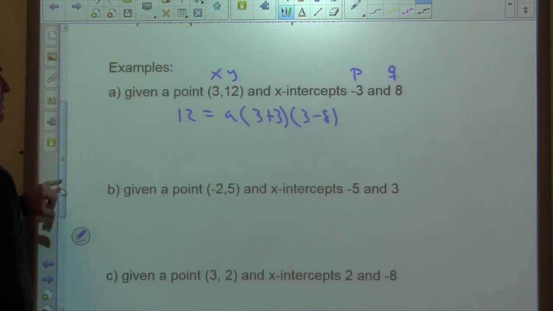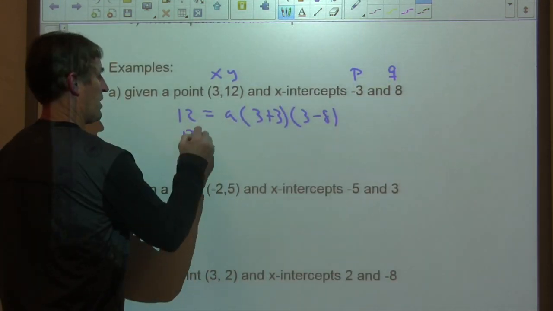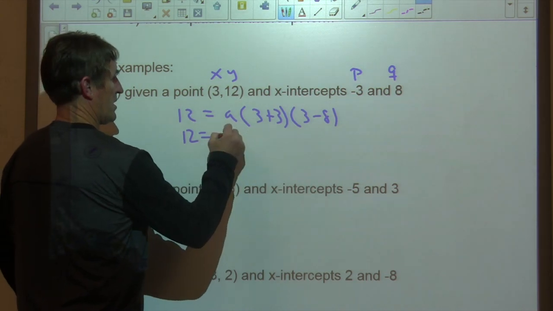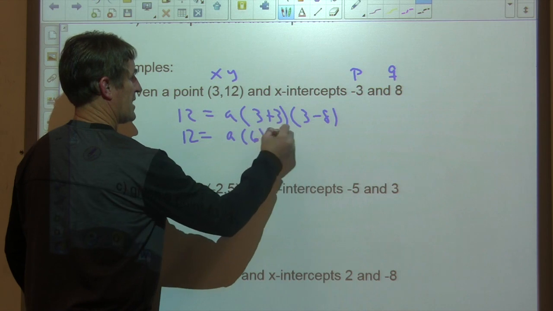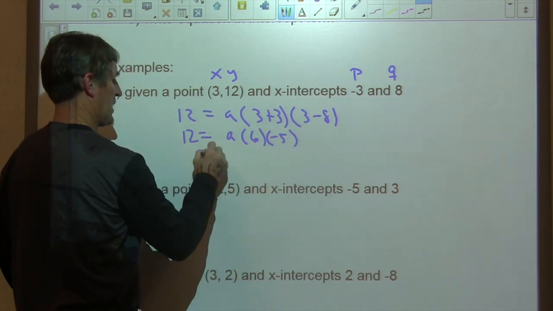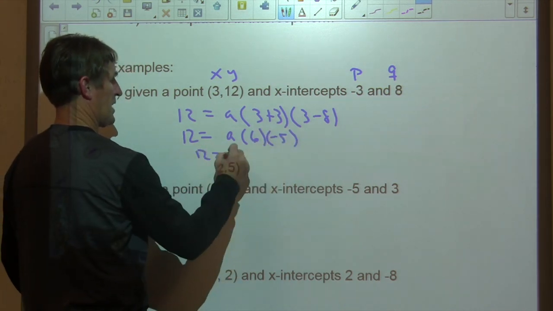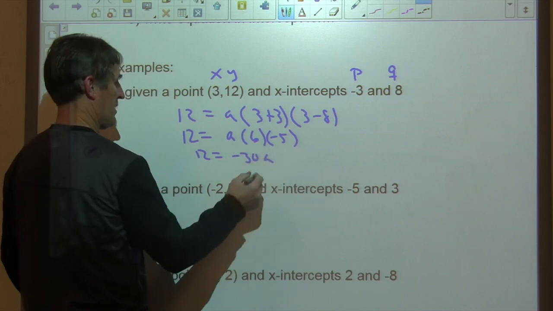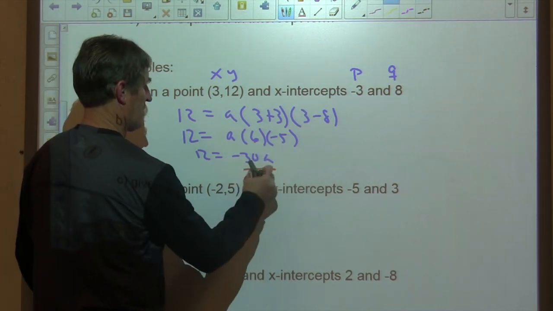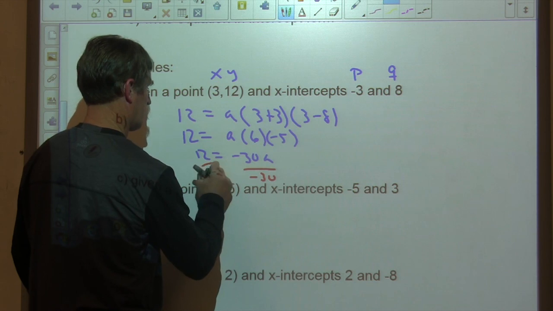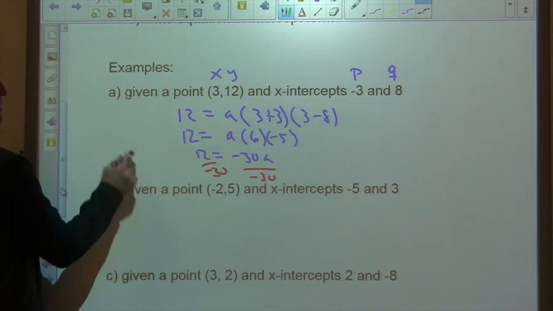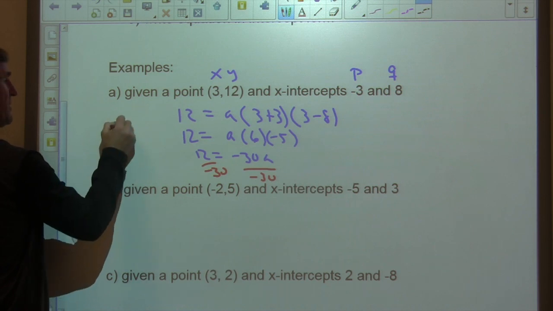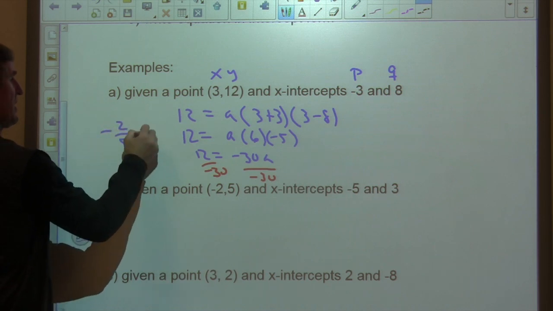And now we can solve for a. So we get 12 equals 3 plus 3 is 6. 3 minus 8 is a negative 5. So we get 12 equals 6 times negative 5 is a negative 30a. And we divide by negative 30. Reduce that. 6 goes into both. So we get negative 2/5 is our a value.